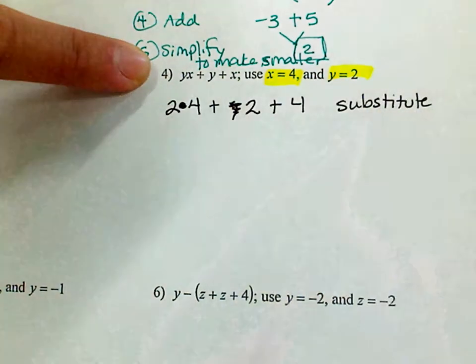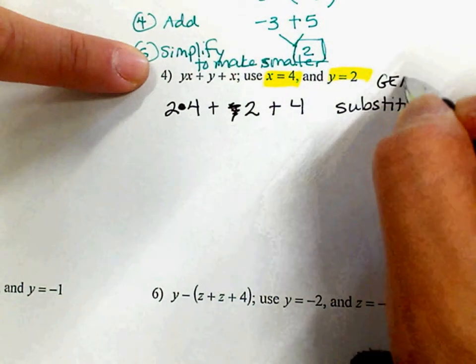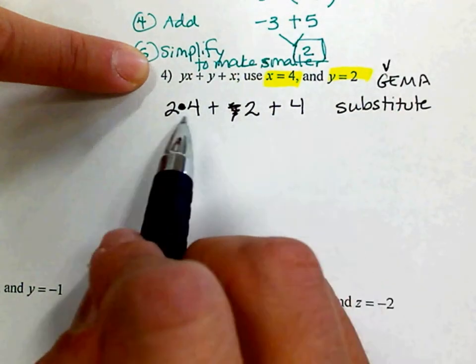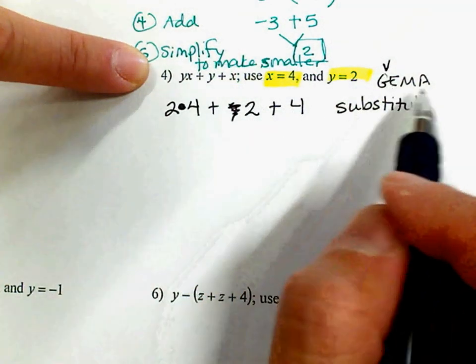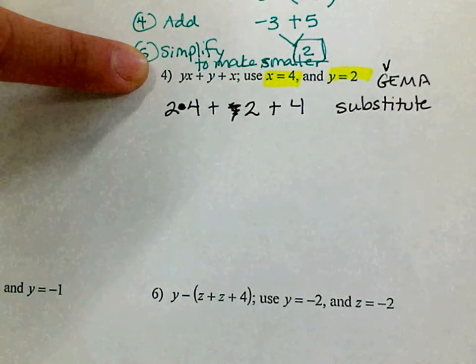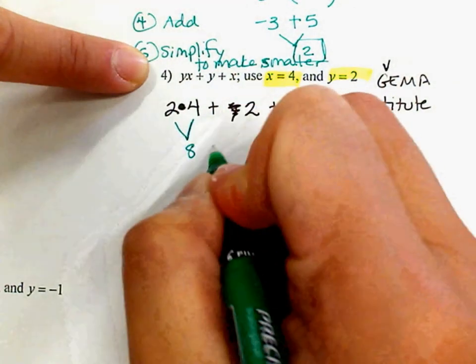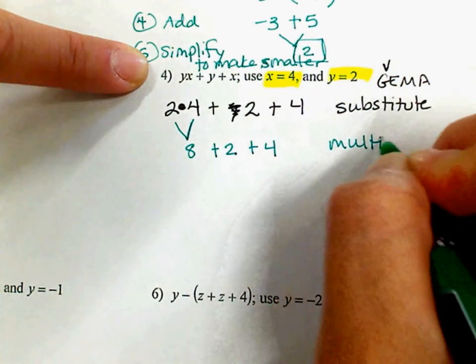All right. You guys remember GEMA? Do you have grouping? You see any parentheses? Do you have exponent? Do you have multiply? All right, so you're going to multiply first. What is 2 times 4? 8. And then you bring down 2, bring down 4. So you multiply. Okay?